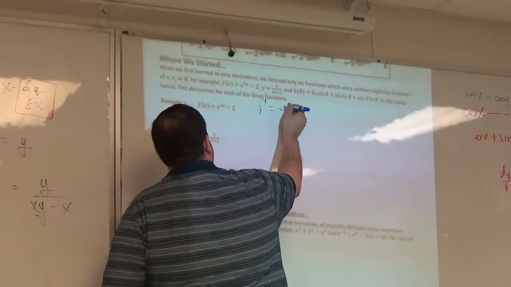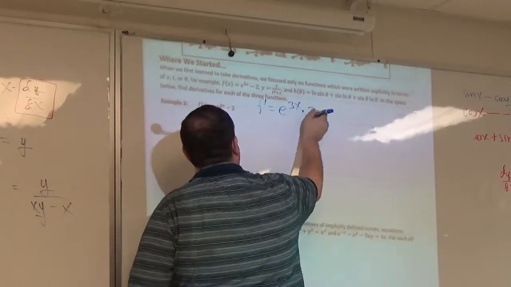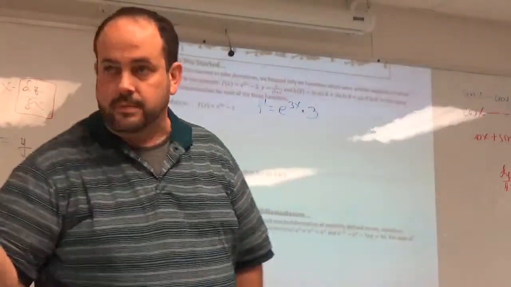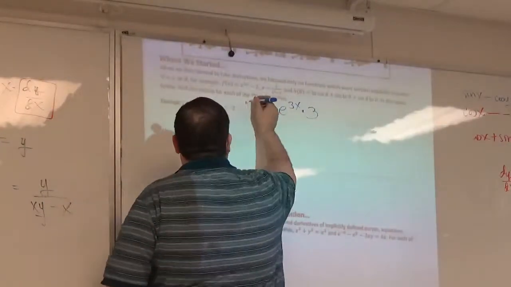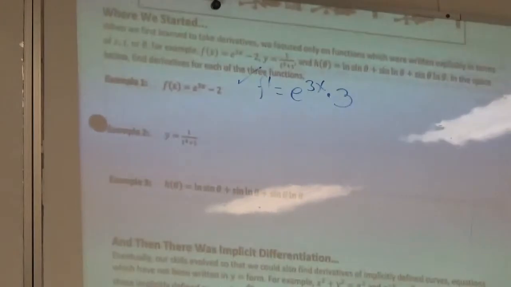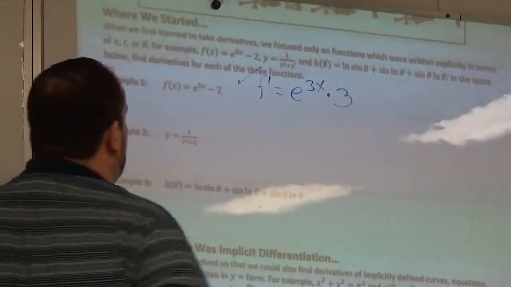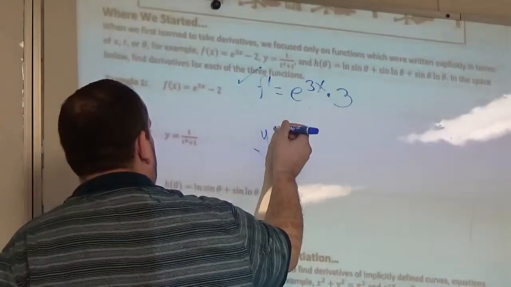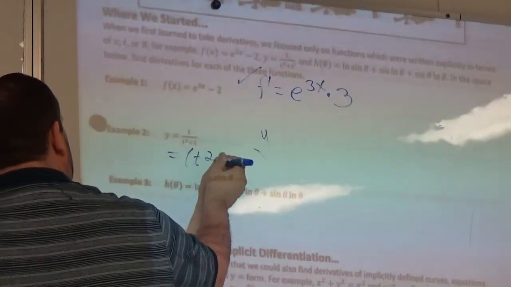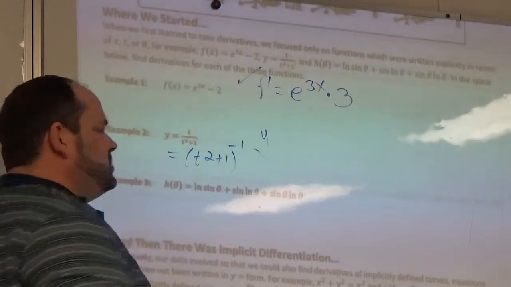So I've seen a whole lot of papers. e to the 3x times 3 is the derivative of the first one. Nice little chain rule. We're in, we're out. Jennifer, what's your plan for the second one? We have to take t squared plus 1 back to where the exponent was negative. Oh, very cool. So you are rewriting as t squared plus 1 to the negative 1 power.